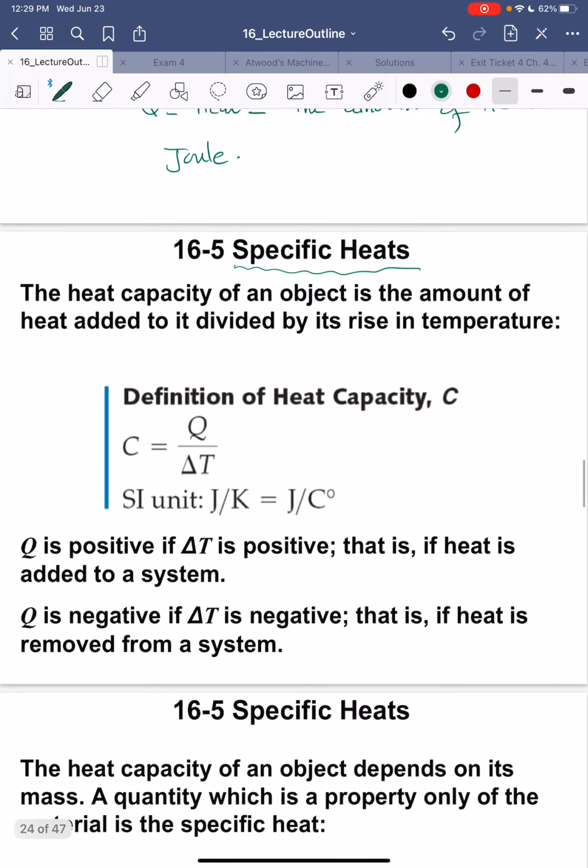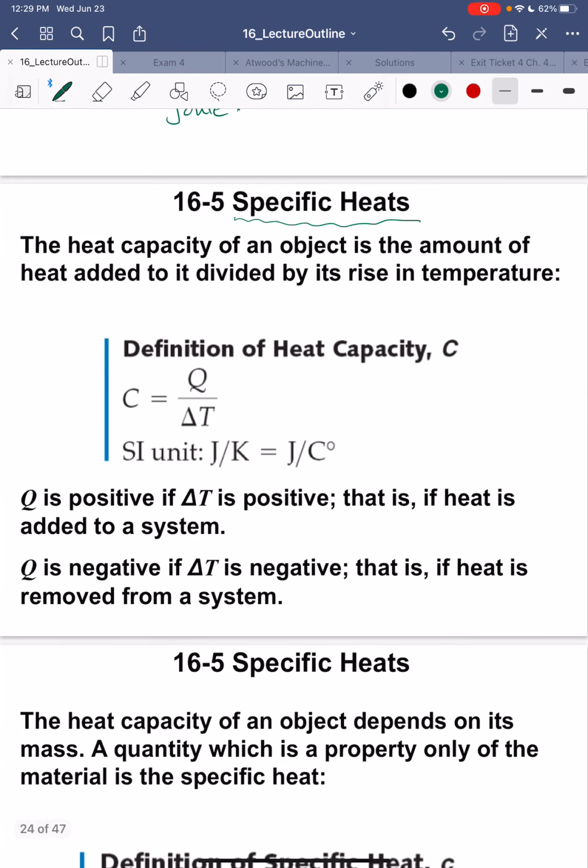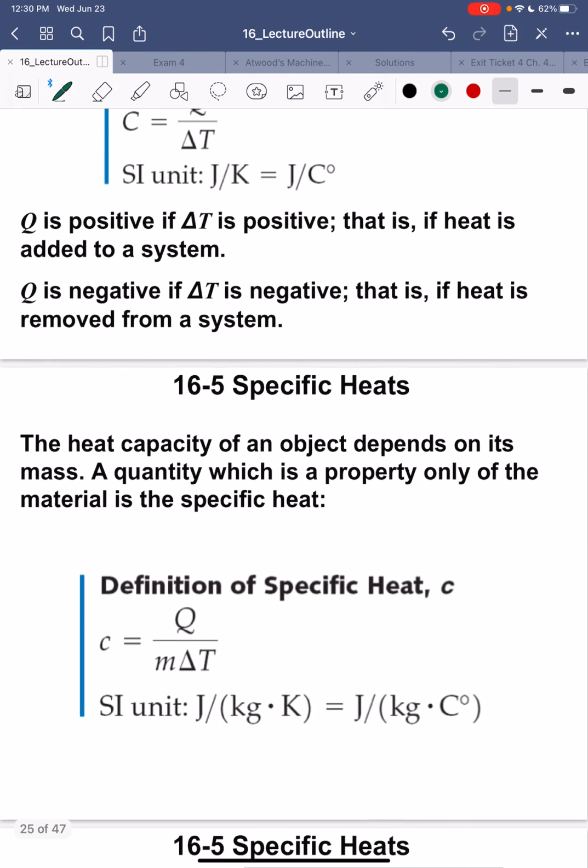But we can also talk about another quantity, which is the specific heat, in a little bit. Heat capacity has units of joules per Kelvin or joules per Celsius. Q is positive if delta T is positive, that is, when heat is added to the system, and it is negative when the heat is expelled or removed from the system.